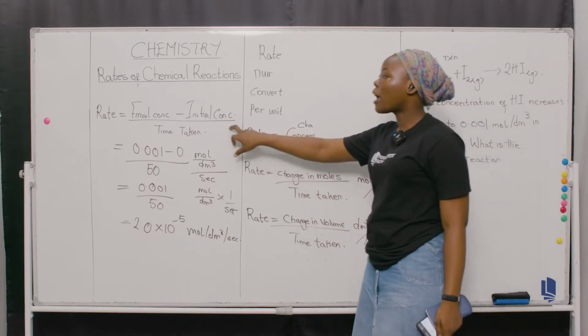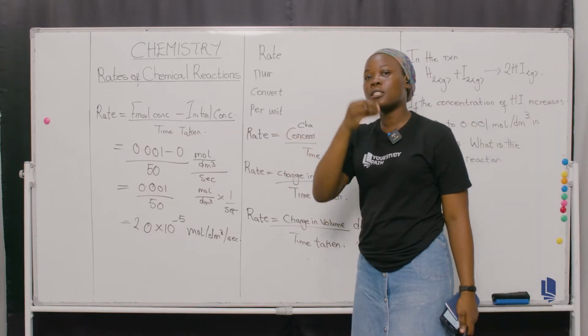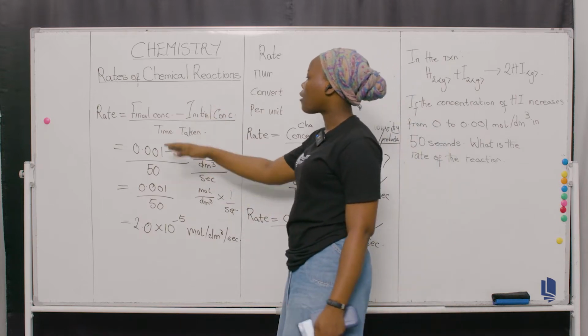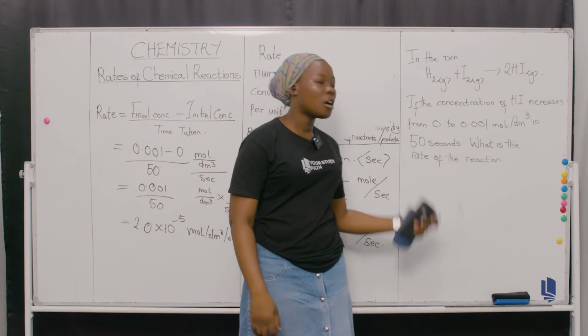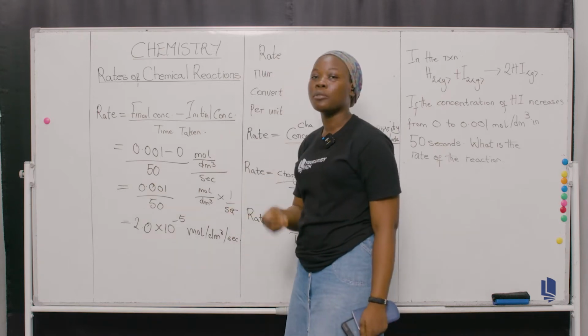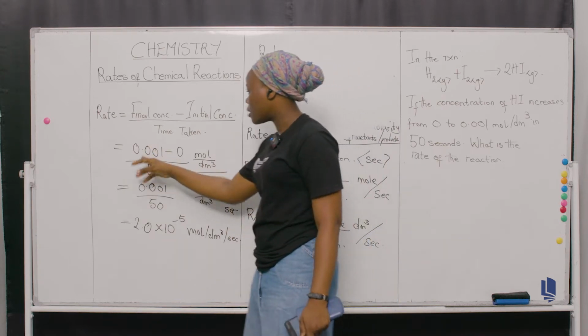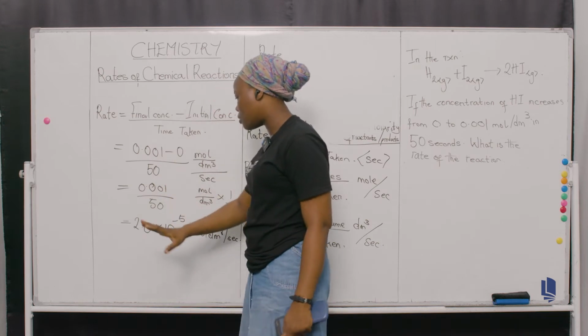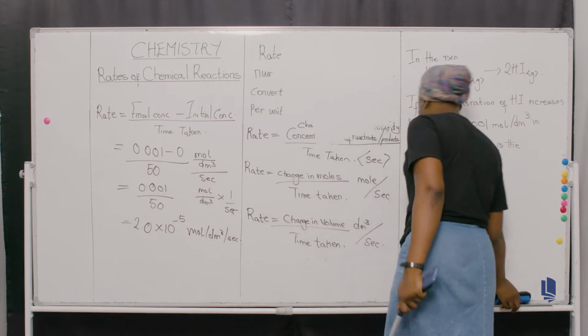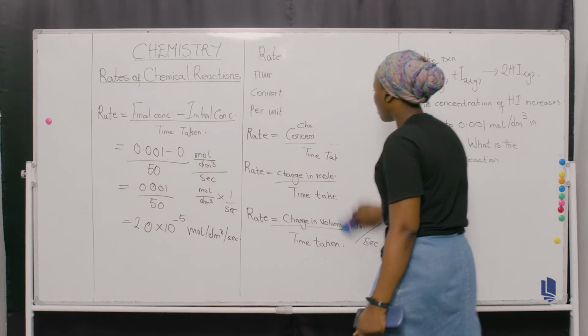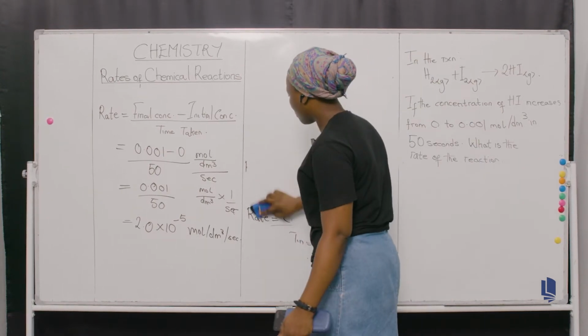reaction? From here, rate of reaction, since it is change in concentration, will be final minus initial, which is what I wrote here. Time taken, we're given in seconds. And since the unit to calculate time is seconds, that's what is here. This minus this will give this divided by 50, and this is the answer we got. I'm sure we are good. We can continue. Let's try another question and then we move on to something else.